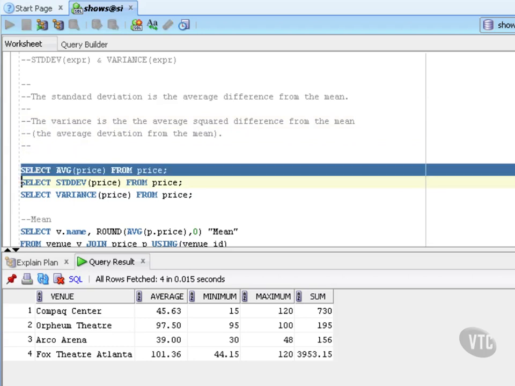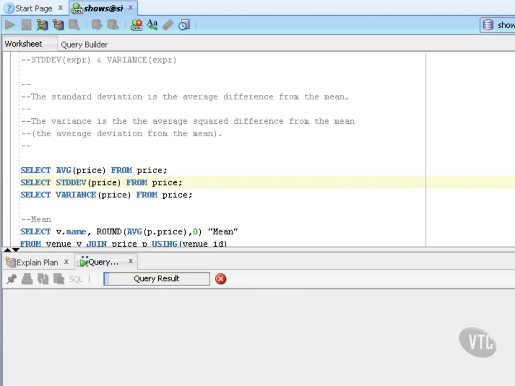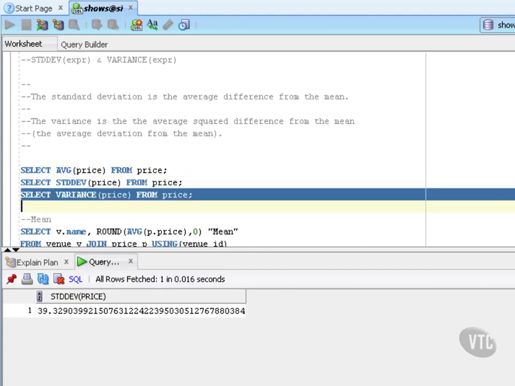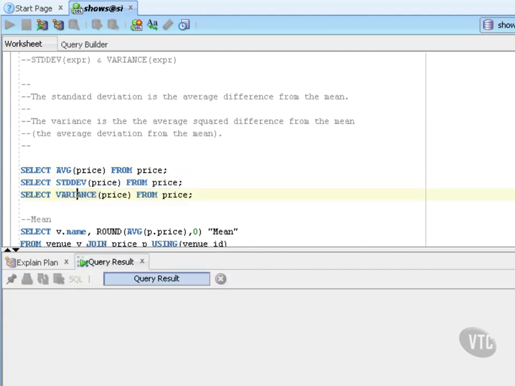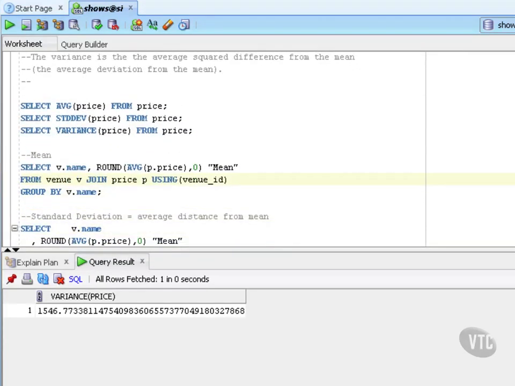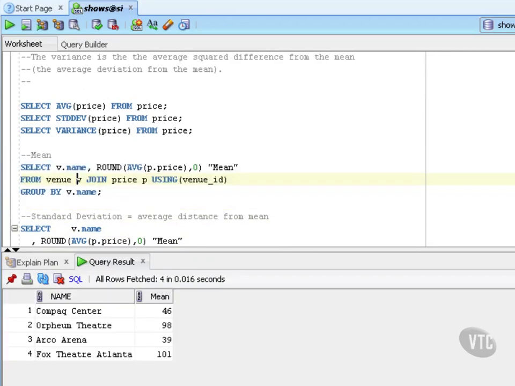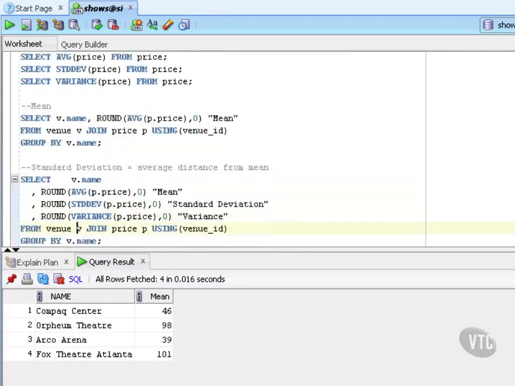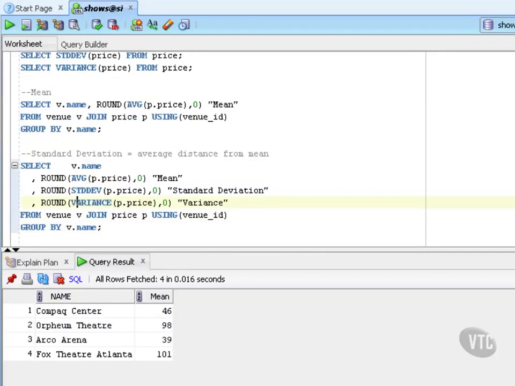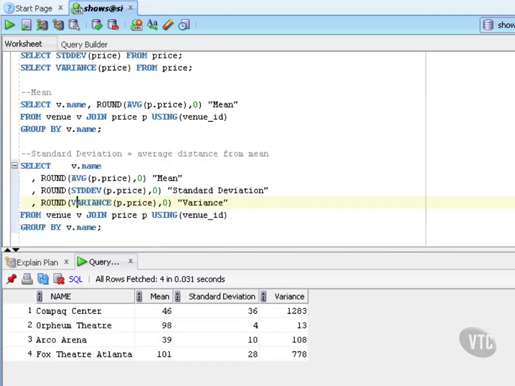So let's take the average price, and we get 82. Take the standard deviation from the price, which is 39, and the variance from the price. Now let's take all these things and find the average, which in statistical terms is the mean. Now we're going to take all these things together, join the value with the price, no need to know how to join, we're just looking at things with prices.